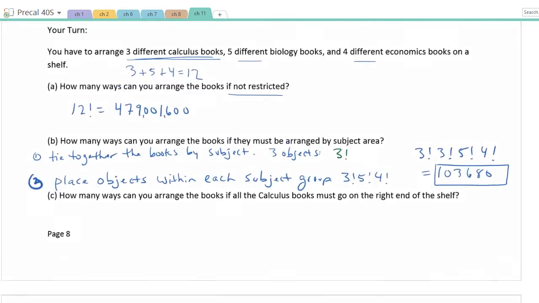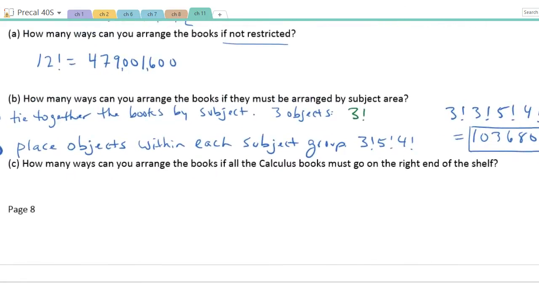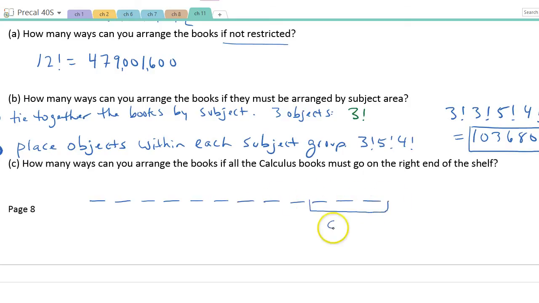Now our last one, how many ways can you arrange the books if all the calculus books must go on the right end of the shelf? Okay, so let's imagine we have 12 books altogether, right? We added those together. We had 12 books. So if I made 12 spots here, 1, 2, 3, 4, 5, 6, 7, 8, 9, 10, 11, 12. These last 3 will be where the calculus books have to go. Right? So placing those calculus books on the last 3 first, it will be 3 ways to put the first one, and then 2, and then 1. Or another way to say this is 3 factorial.